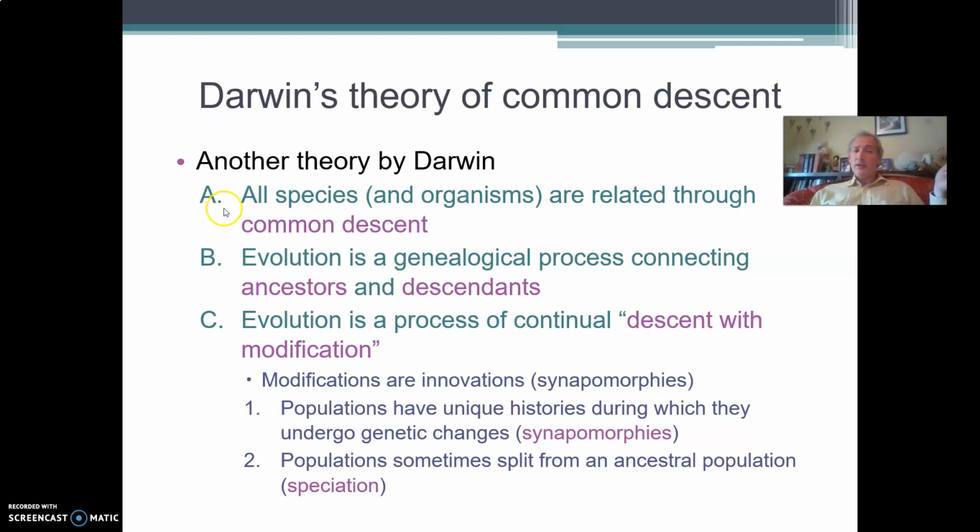One is this theory of common descent. Common descent basically argues that everything that has genetic material that we know of on Earth is related to each other. So if it's bacteria, if it's a plant, if it's an animal, we're all related. You and me, very closely related. Me and a tree, very distantly related. Me and my cat, much more intermediately related.